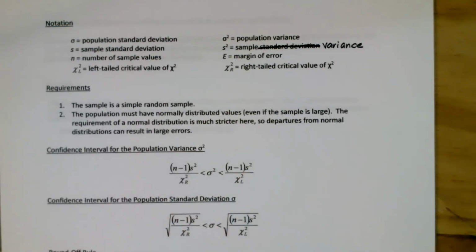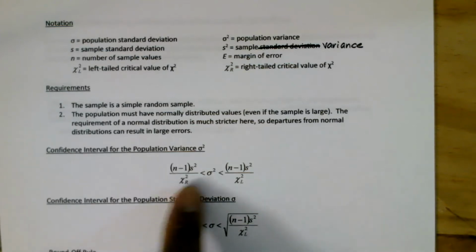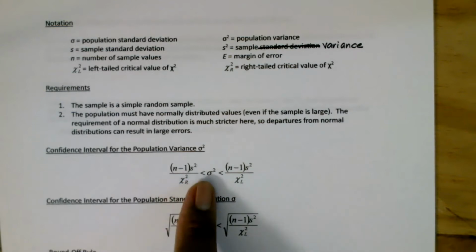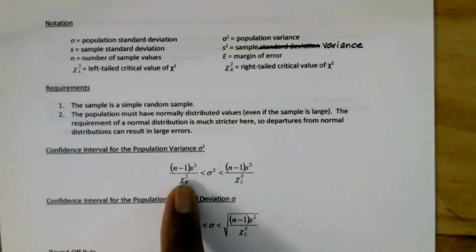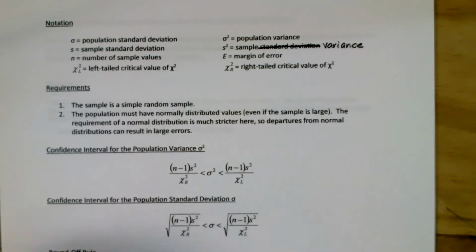Okay. But for a confidence interval for a population standard deviation or just sigma, it's just simply taking the square root on the left side, the middle, and the right side of this compound inequality. You'll get this. The square root of N minus 1 times S squared divided by the right tail critical value of chi-square, and that's less than sigma, which is your population standard deviation, and less than the square root of N minus 1 times S squared divided by the left tail critical value of chi-squared. We're going to be using this right here.